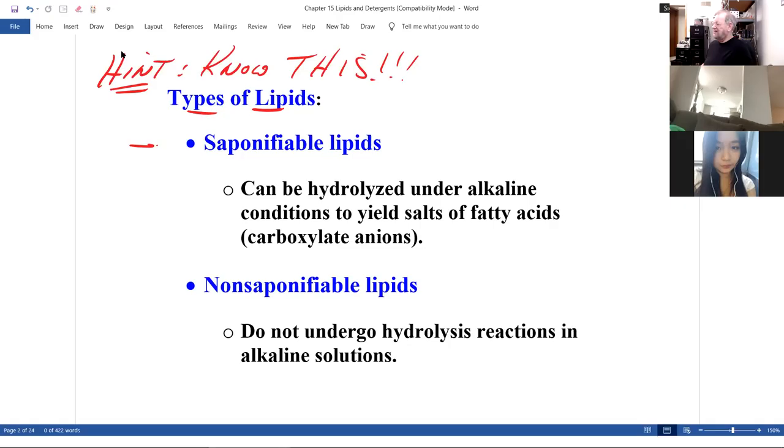Now, there are two types of lipids that you should know. First type is called saponifiable lipids, and they can be hydrolyzed under alkaline conditions to yield carboxylate anions of, well, I'll teach you later.